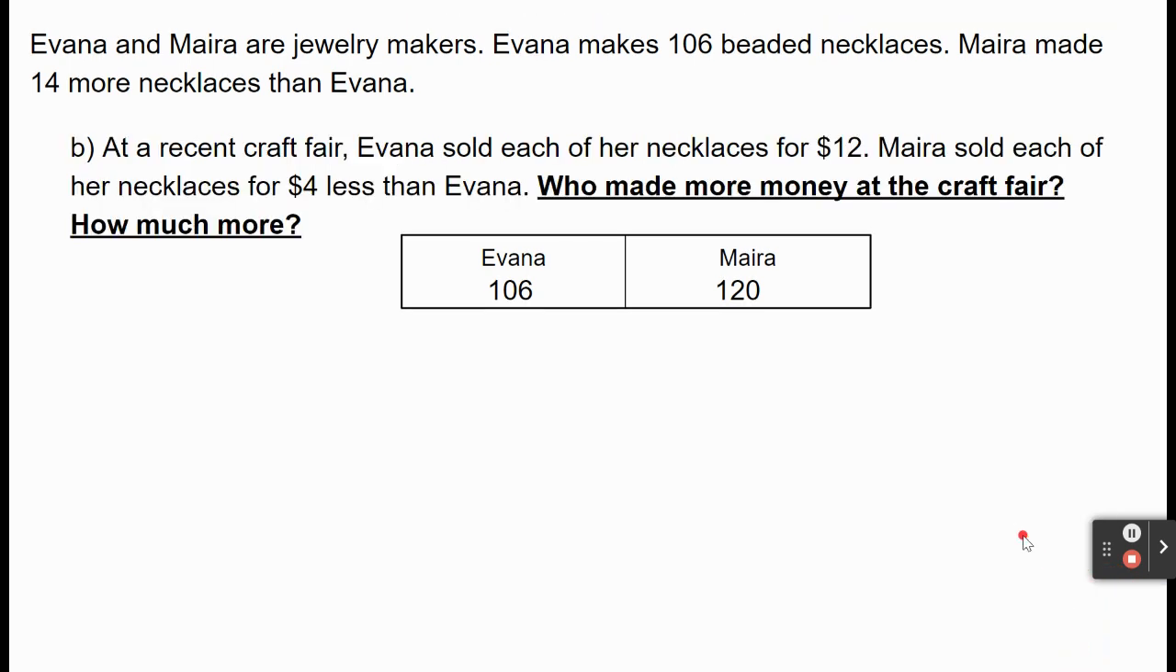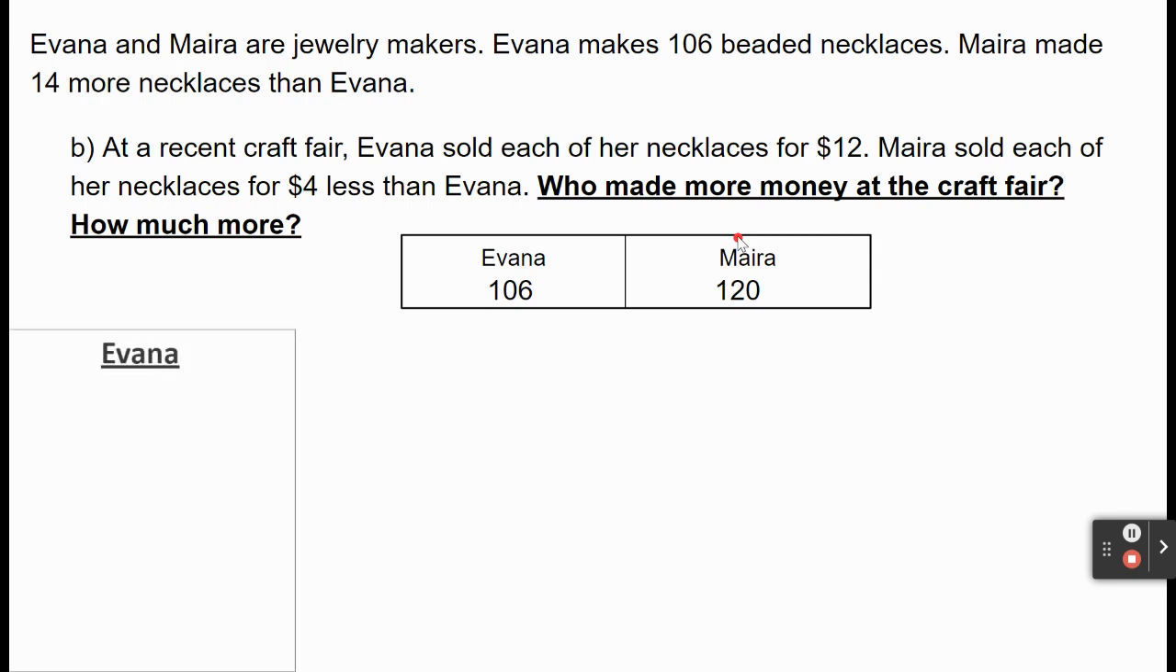Now let's find out for part B. At a recent craft fair, Ivana sold each of her necklaces for $12. Myra sold each of her necklaces for $4 less. Who made more money at the craft fair? How much more? So we're starting with this tape diagram from the previous problem. Ivana makes a total of 106 necklaces and Myra makes 120 necklaces.